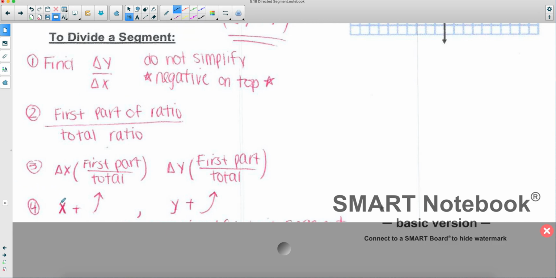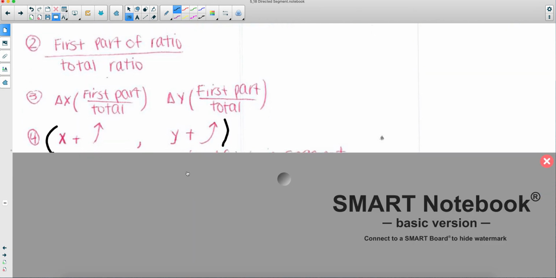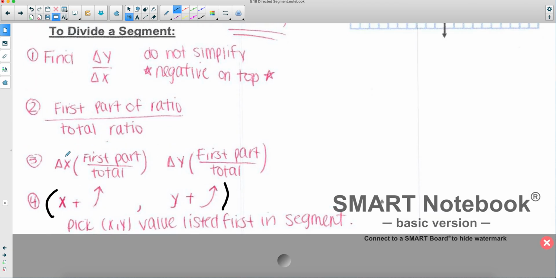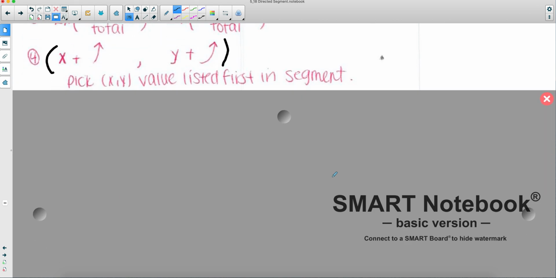What was my starting point? I'm going to take that x value and add whatever I got here. That starting point, my y value, and add whatever I got here. And then that will give you your final point, right? You're going to pick the x and y value listed first in the segment. That's how you figure out what the x and y value should be there. Okay, so there it is. So if you need to pause and jot this down, or you can kind of just rewind and go back every time you want to look at the steps. Okay. So we're going to do this one together, and then I'm going to have you kind of try a couple by yourself, and then just check it with watching my video.